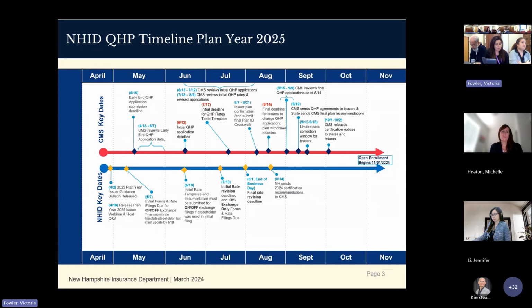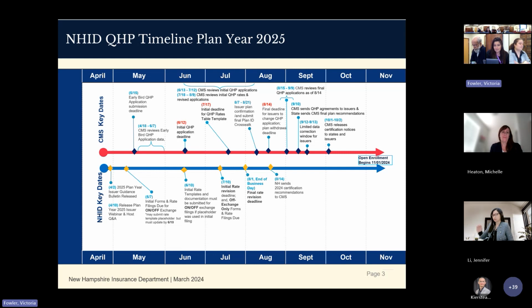This is a slide that shows our timeline for New Hampshire. The bottom is the New Hampshire Insurance Department key dates in blue, and the top are the CMS key dates in red. I will briefly go through this timeline. I will start with CMS. The early bird QHP application submission deadline is May 15th. From April 18th to June 7th, CMS will review early bird QHP application data. On June 12th, the initial QHP application is due.